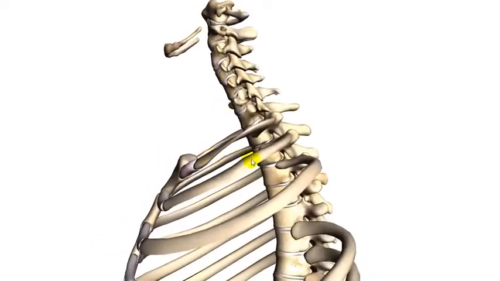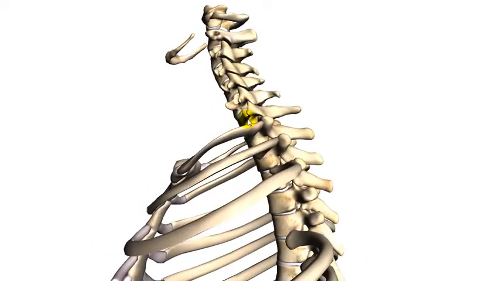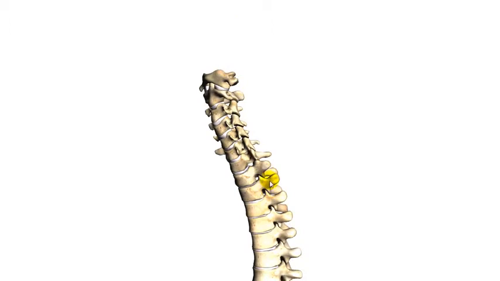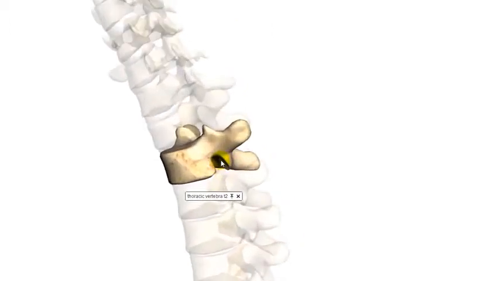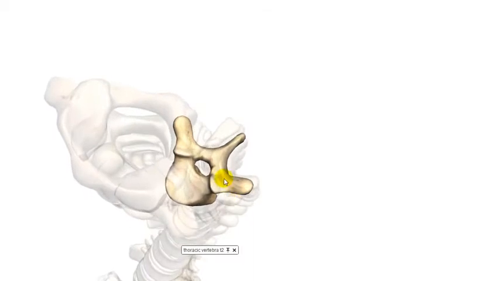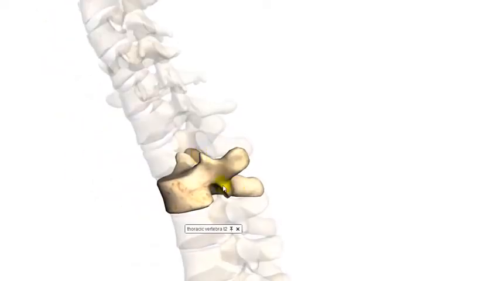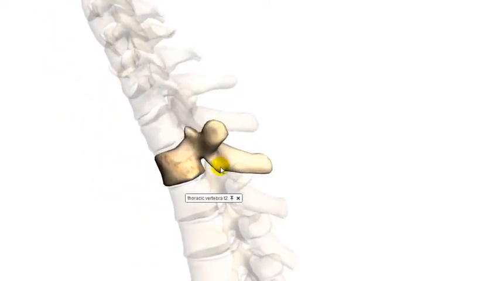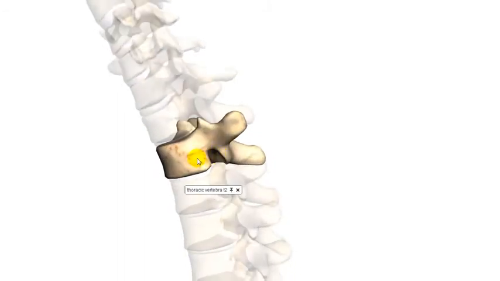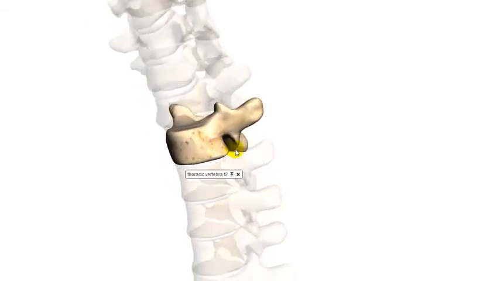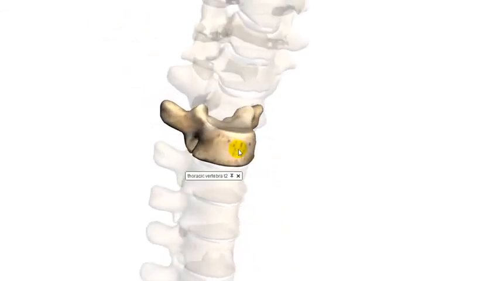To recap, you've got the anterior part, which is the body. You've got the posterior part, which consists of the neural arch. Attached to the neural arch, you've got the superior articular processes, the transverse processes, the spinous process, and the inferior articular processes. And the vertebrae articulate with each other via the superior and inferior articular facets. So those are the main features of the vertebra to be aware of.